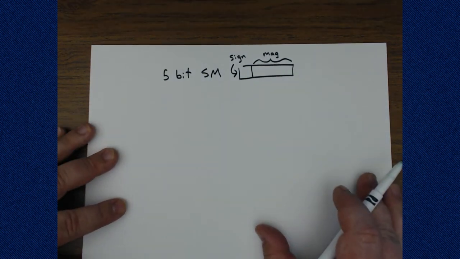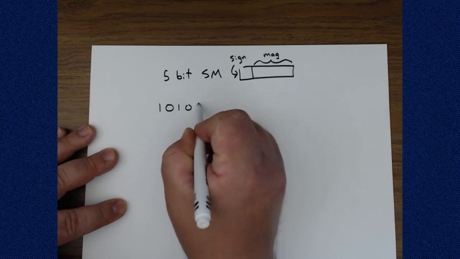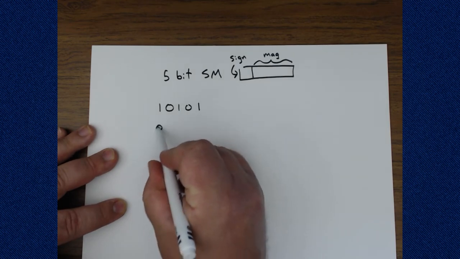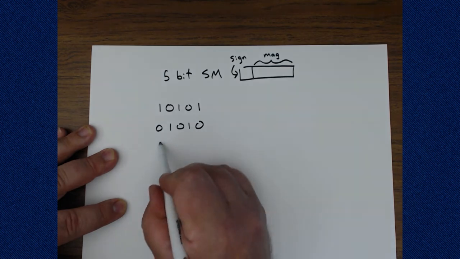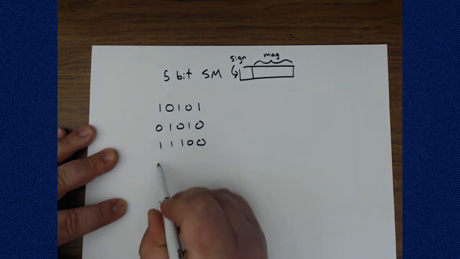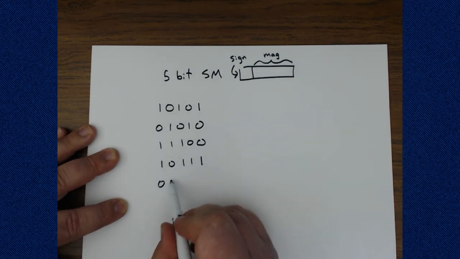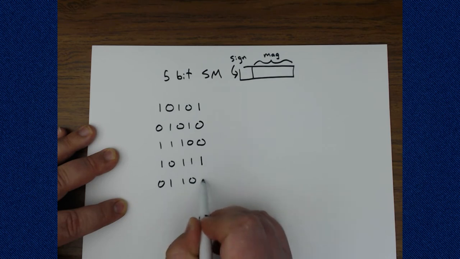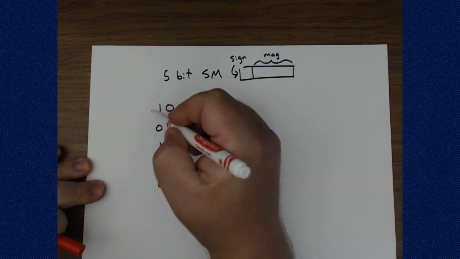Okay, so let's get some bit patterns here. How about 10101, 01010, we'll just flip some bits there. 11100, that's a good number. 10111, and 01101.